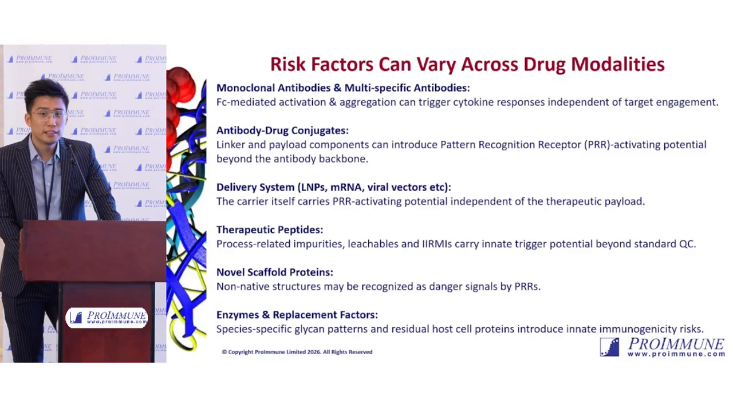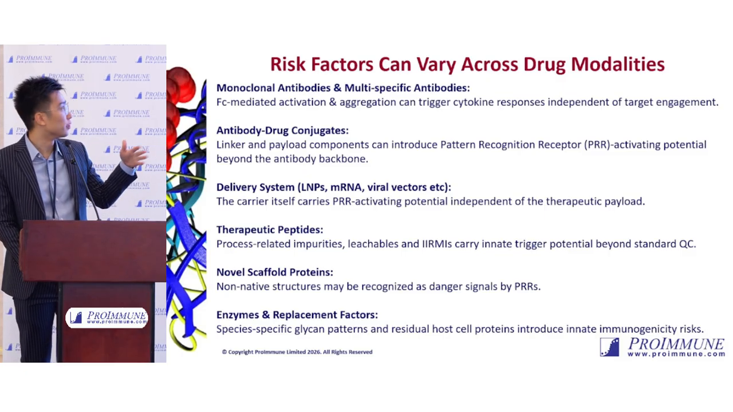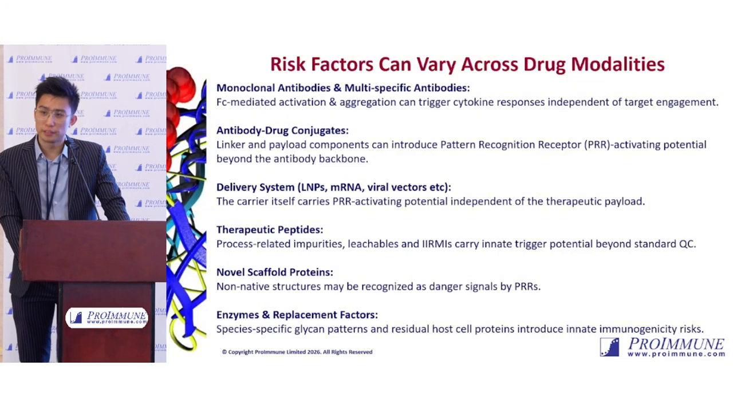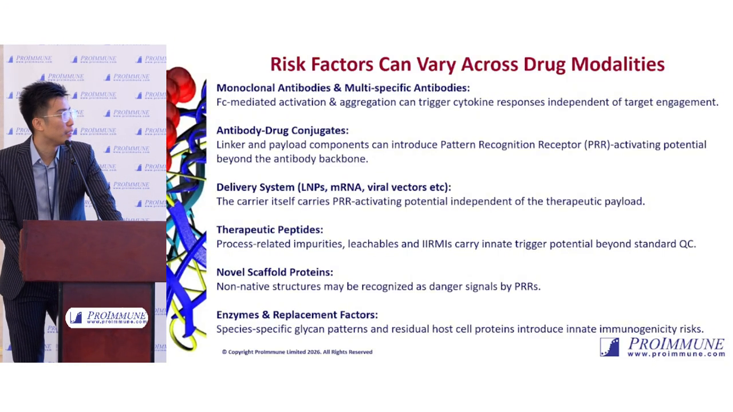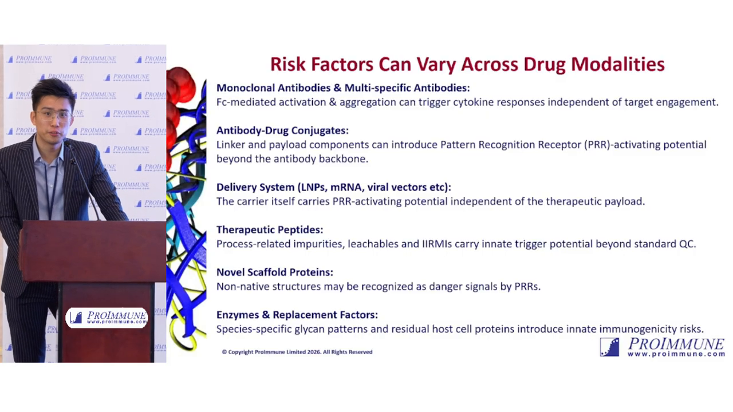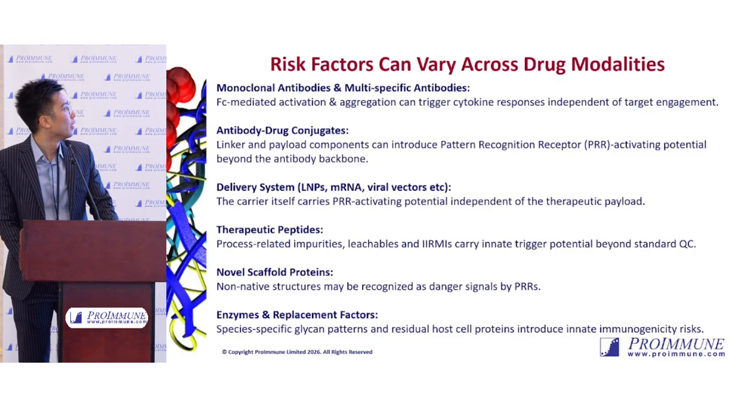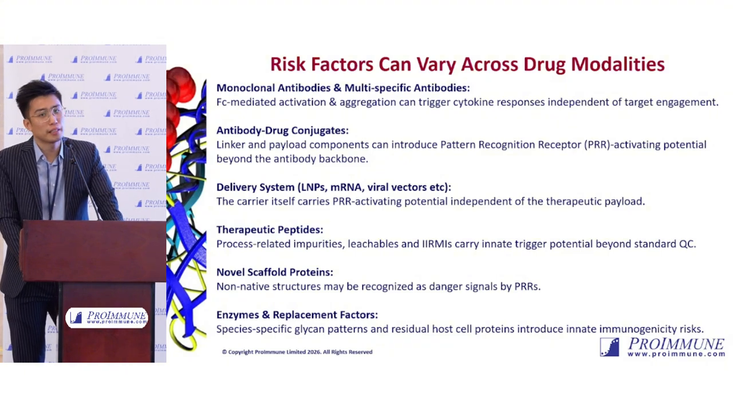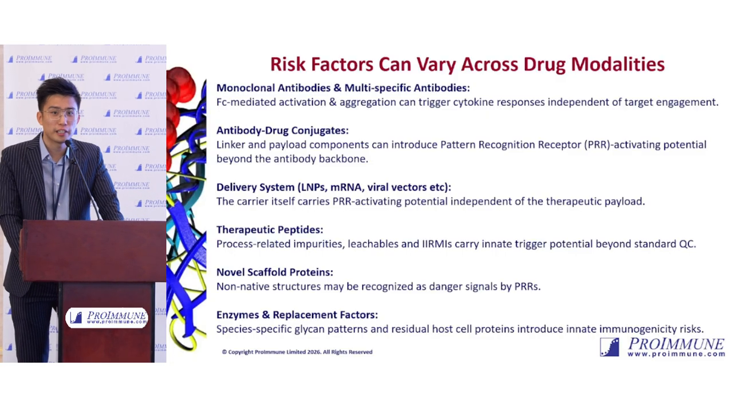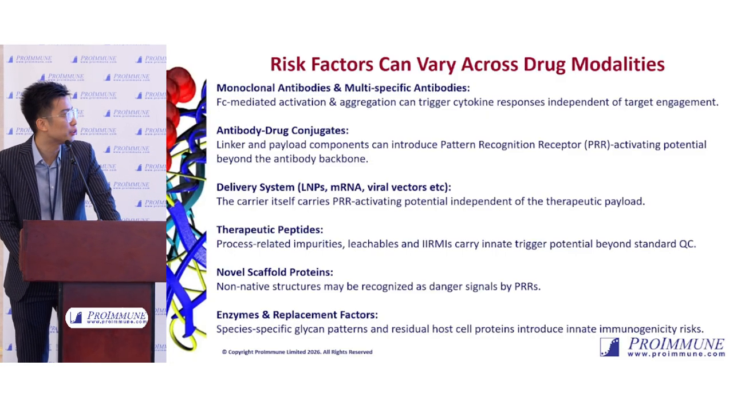And for ADCs, if we ignore the antibody scaffold part, there are the linker and payload components that you need to consider, whether they can be innate immune triggers that activate pattern recognition receptors, which we call PRRs for short, beyond the antibody backbone. There are also delivery systems like in vaccines, your LNPs, mRNAs, viral vectors, etc. Does the carrier itself carry such PRR-activating potential? This will also be an issue.